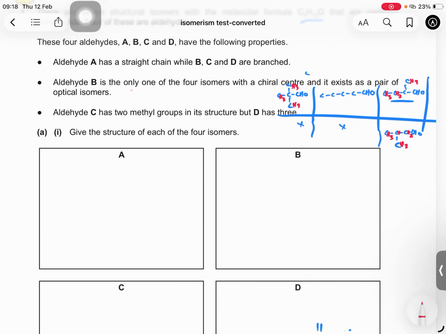Yes, so A is the one, CH3, CH2, CH2. मैं जरा जल्दी हो जाएगी, स्केलेटल ड्रॉ कर लेता हूँ. 1 2 3 4 5. B कौन सा है? Which is B? B, C, D are branched. B is the only one of the 4 isomers with the chiral center.